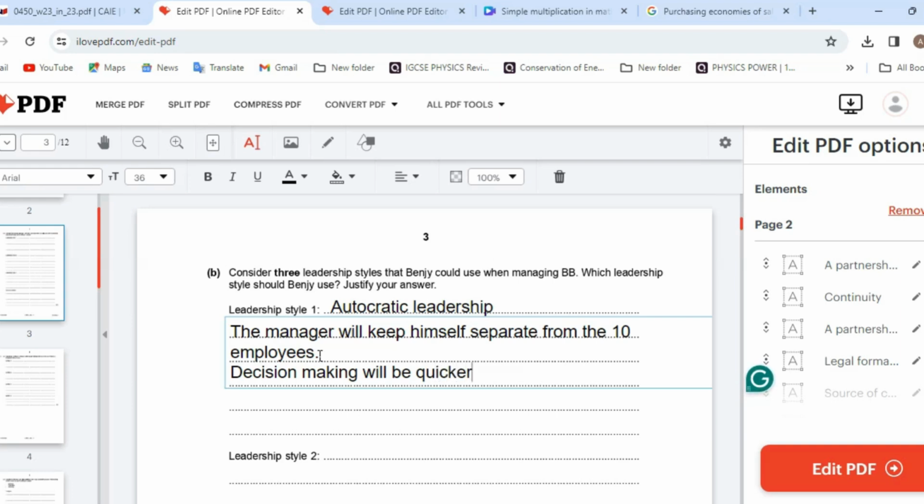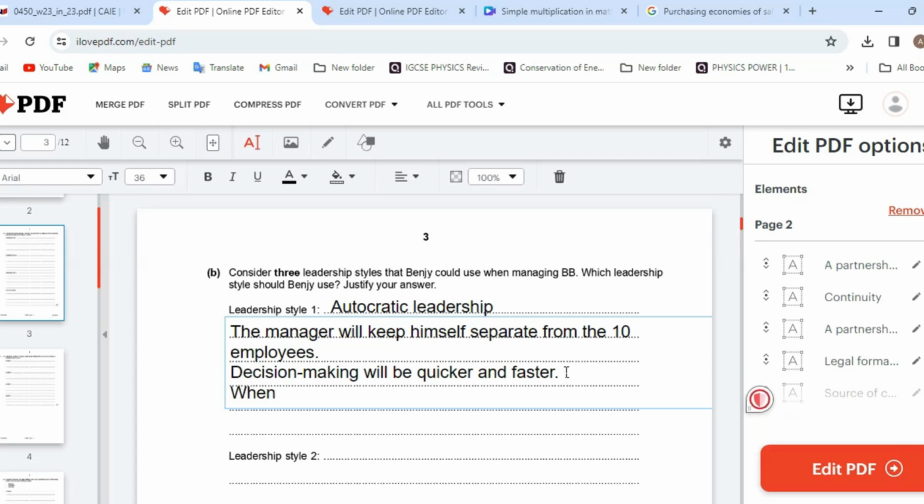It should be quicker and faster, as the manager did not need to wait for the employees before he or she can make any decision. And one disadvantage that you can find here is the communication. That is, the employees will not take any part in the decision and it can be demotivating.